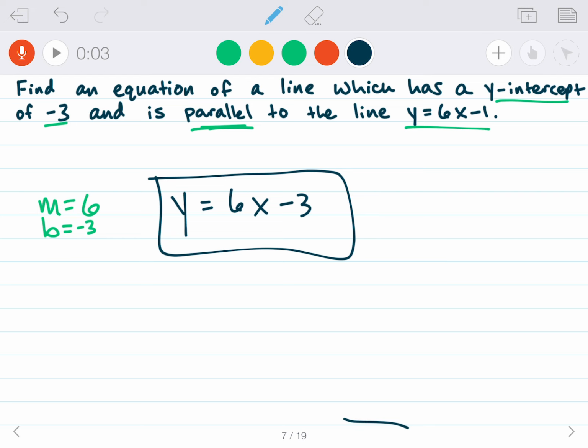So this is a line that is indeed parallel to this line. They have the same slope, and it does have a y-intercept of -3. So that's the equation there.